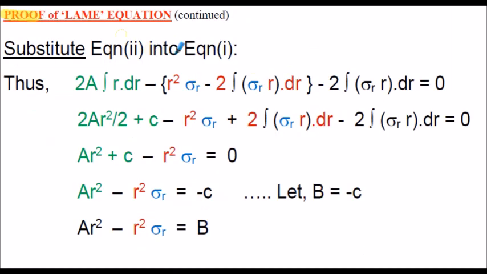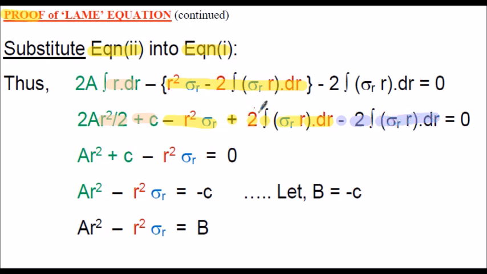Proof continued. We're now substituting equation 2 from the previous slide into equation 1 derived earlier. So this is the equation 2 from the by parts formula on the previous slide. And if we now integrate the first term here, integrating r with respect to dr, that becomes r squared upon 2 plus the constant of integration. Expanding the brackets for the second term, we get negative r squared sigma r, then positive, double negative making a positive, 2 times the integral of sigma r with respect to r, subtract 2 times the integral of sigma r with respect to r.